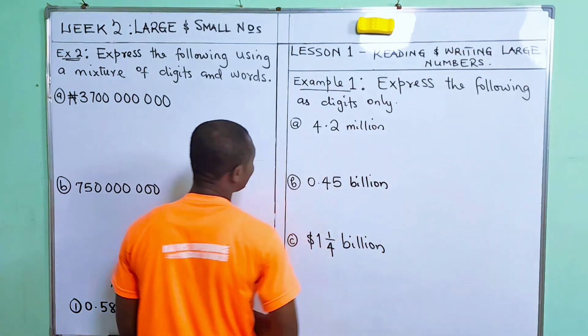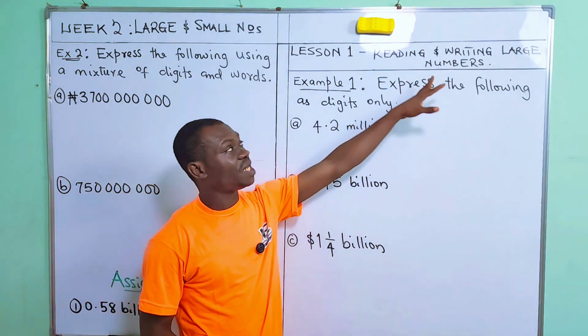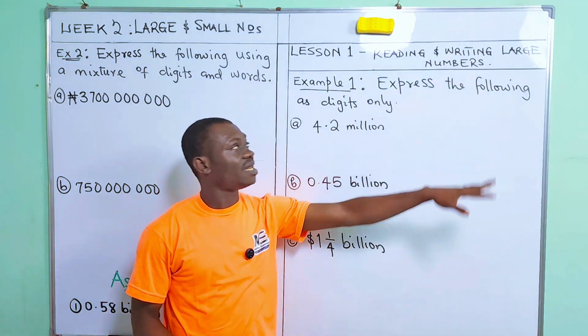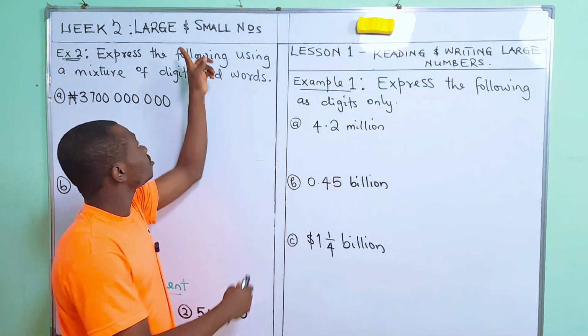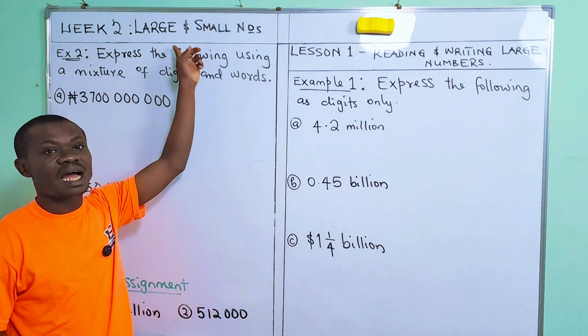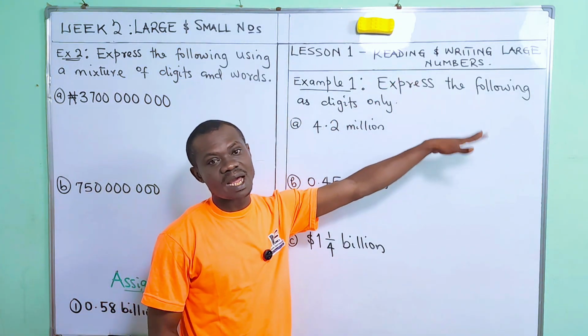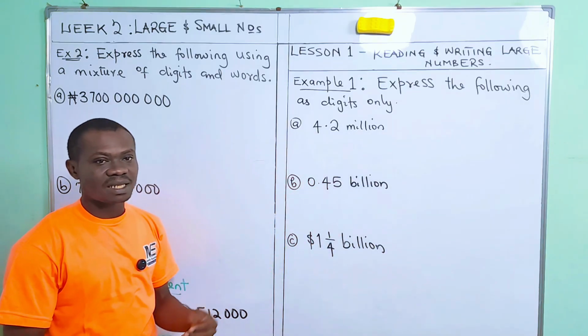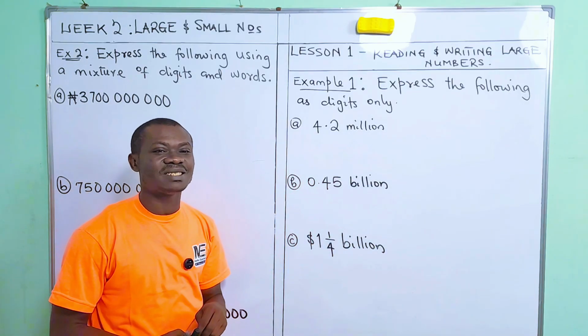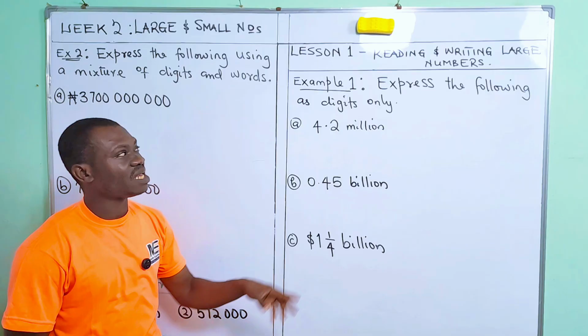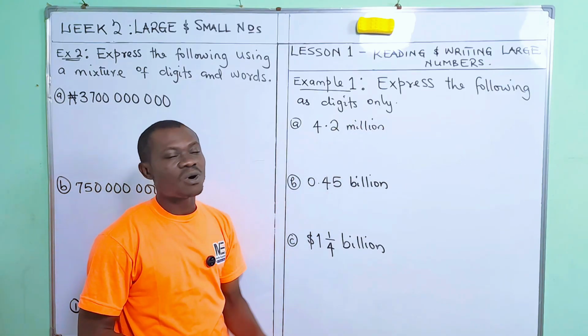So, what is our topic for today? Topic says reading and writing large numbers. The general topic for this week is large and small numbers. We're going to see how to read and write large numbers, and then in lesson two, this week has just two lessons, we'll see how to read and write small numbers.